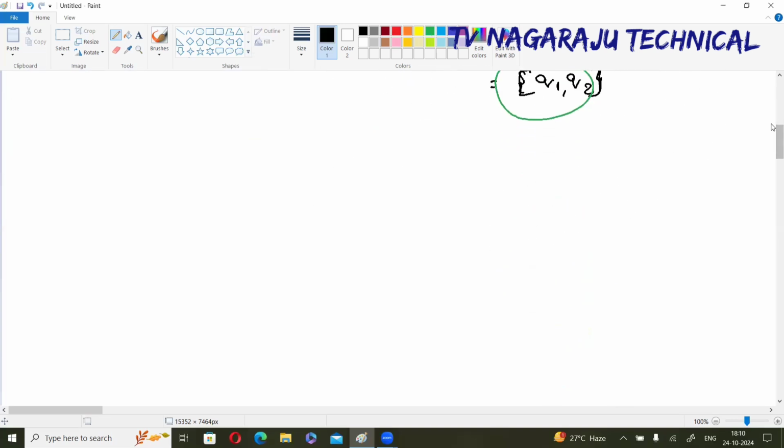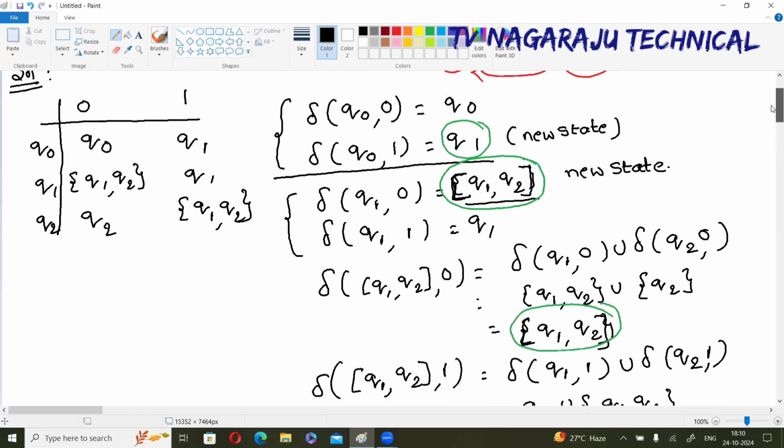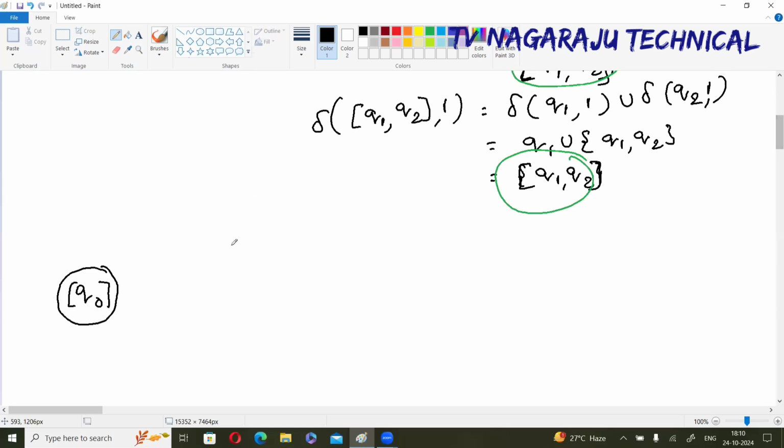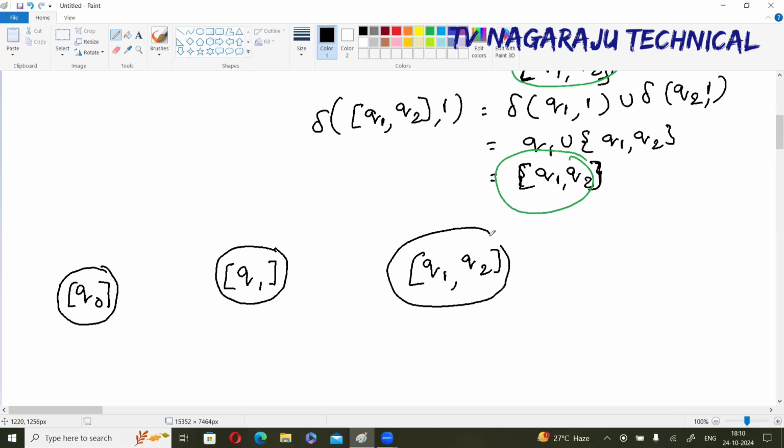Now, what are you doing? Simply write down the transition diagram. What are the states we have? One state Q0 is there and another state Q1. You have one more state Q1, Q2. These are the three states. Now you got it? This entire thing is considered as three states.